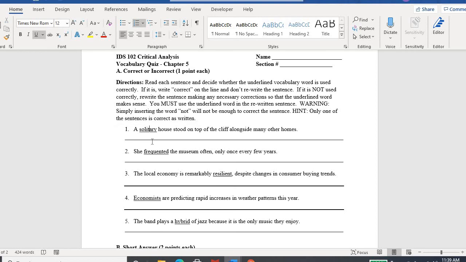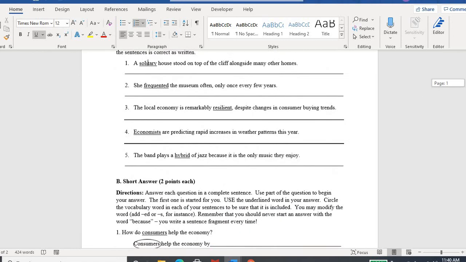Also, keep the underlined word the same. You do not have to change that word. You're not trying to find a substitute. You are changing the words around it. Adding the word not is not enough, so you need to do something a little bit different than that. For example, we know a solitary house stood on top of the cliff alongside many other homes. Leave the word solitary in there. Don't tell me a solitary house is not on top of the cliff. Rework the sentence as you need to, to make sure it's using the word correctly.